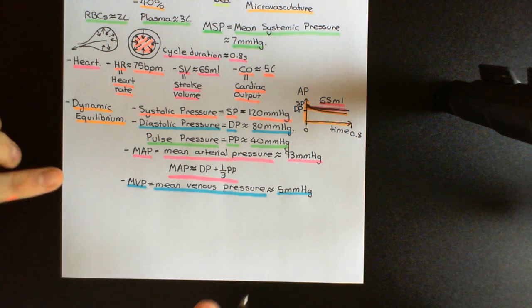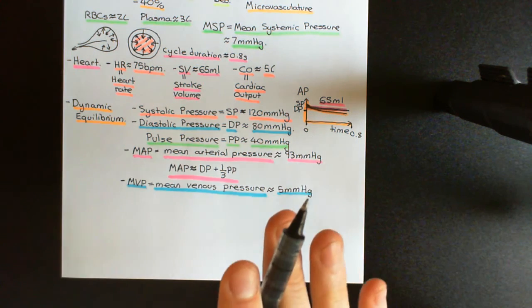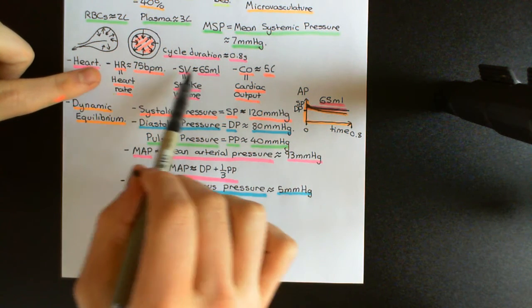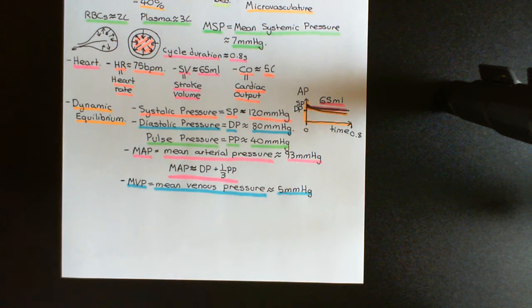Okay, right, so to go over it then. When you have the heart functioning with these specifications of a heart rate of around 75 beats per minute, a stroke volume of around 65 milliliters to give us overall the cardiac output of around 5 liters, we reach a dynamic equilibrium of arterial pressure and venous pressure.